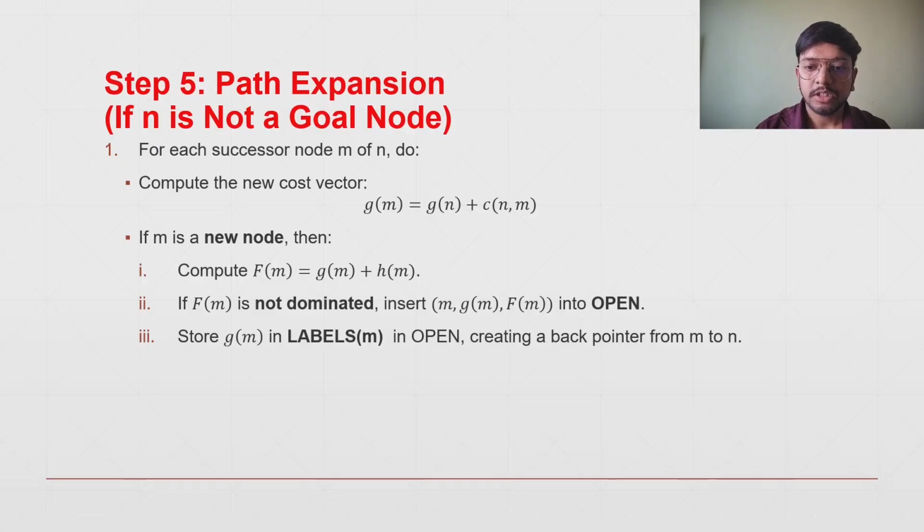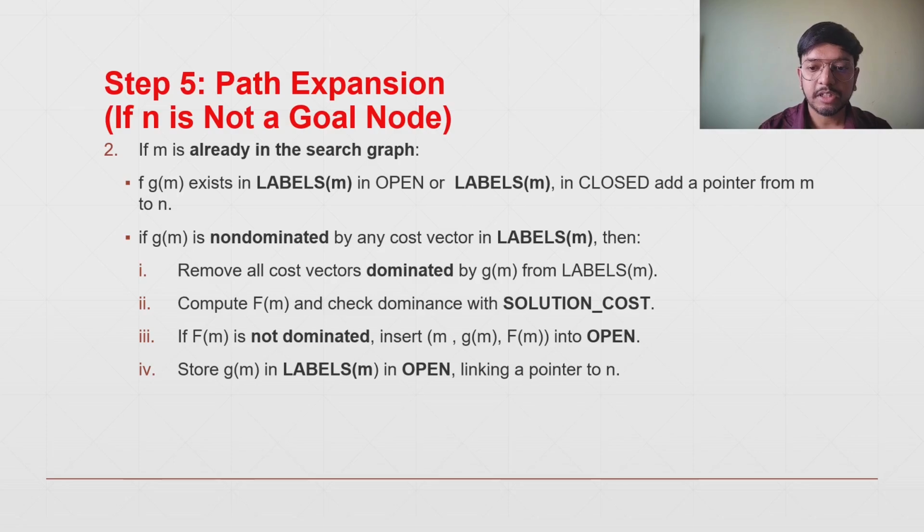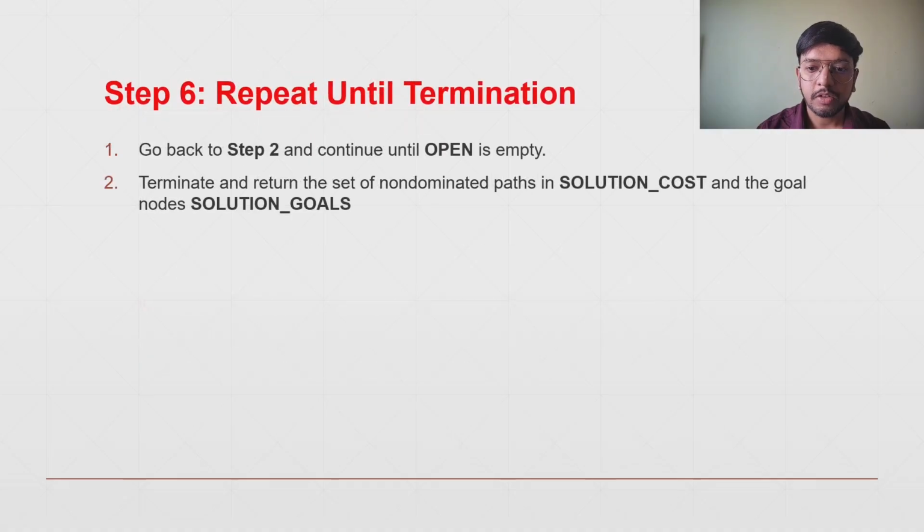Now, if our current node is not a goal node, then we expand it and find all of its children. These children can have two cases. Either they are new nodes, in which case we will just add them to the open list and create a back pointer from m to n in labels. But if the child is already available in the open list, then we need to check if our current path is dominated by the already existing path. If it is not dominated, then add it to the open list. If this new vector dominates an already available node, we remove that old node and add the new one to the open list. Now, we repeat these steps until we find all the non-dominated solutions.